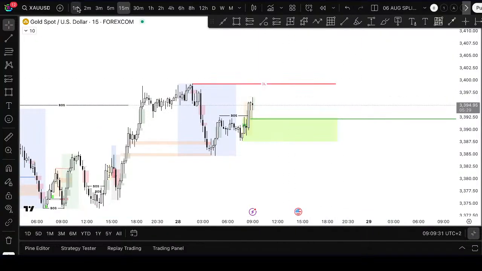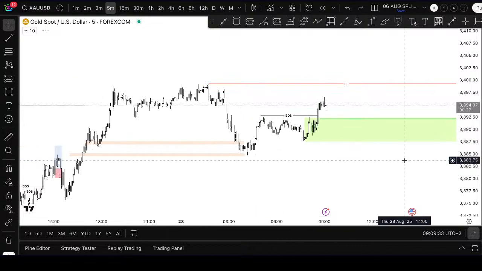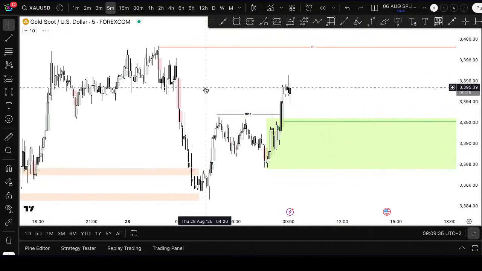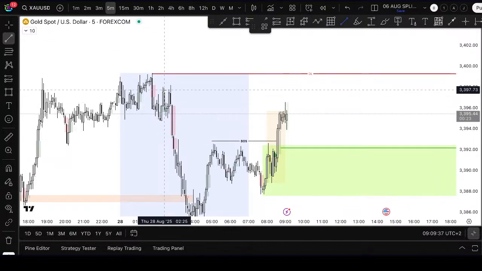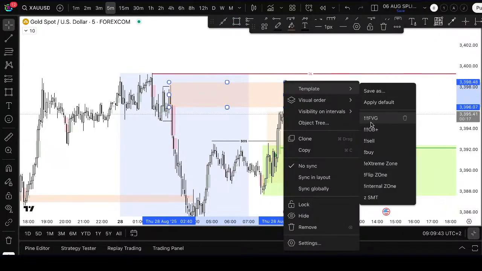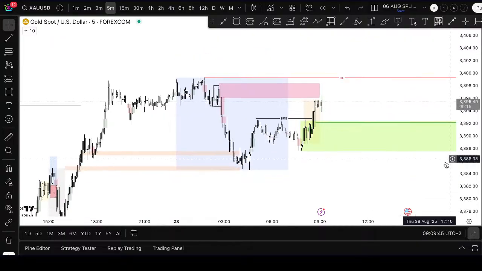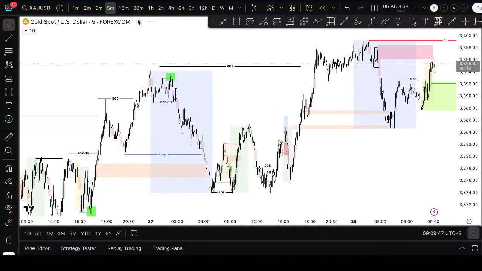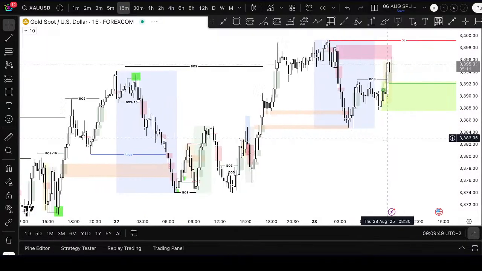Okay, so here we'll check gold again. Gold is showing good movement here. Now let's see here. Here we have this good liquidity point, created liquidity. This is a good selling point. But we need to see how the 15-minute is happening.